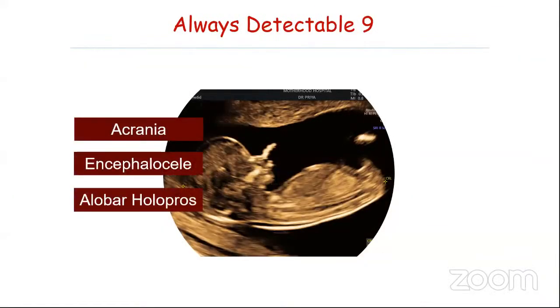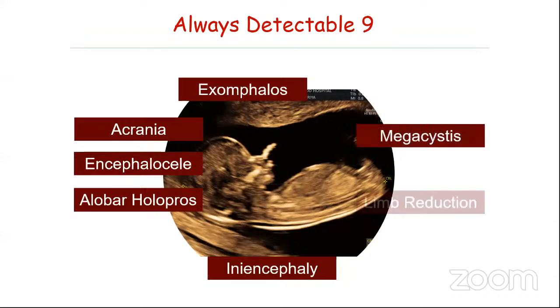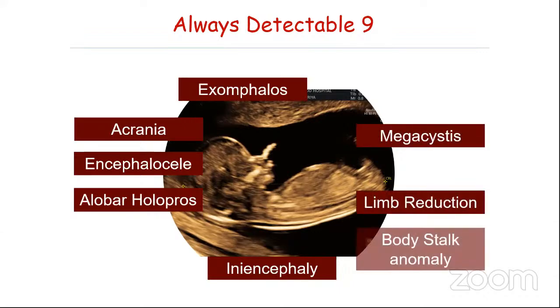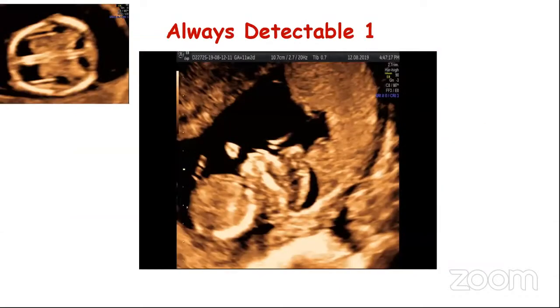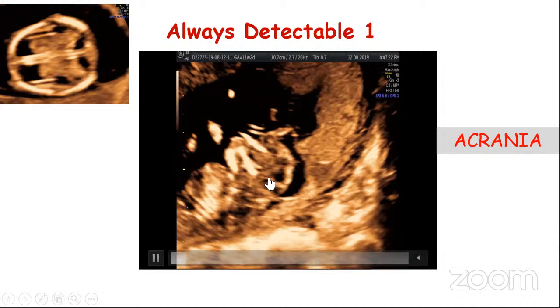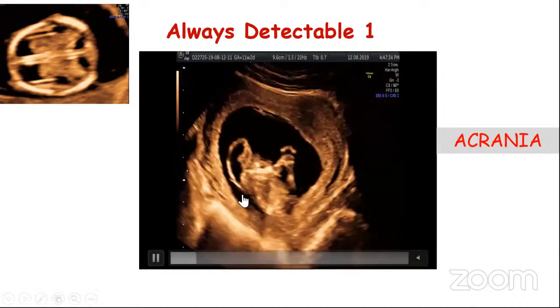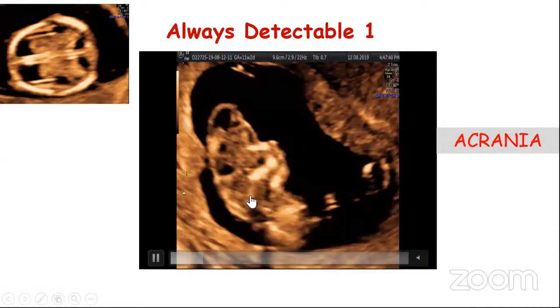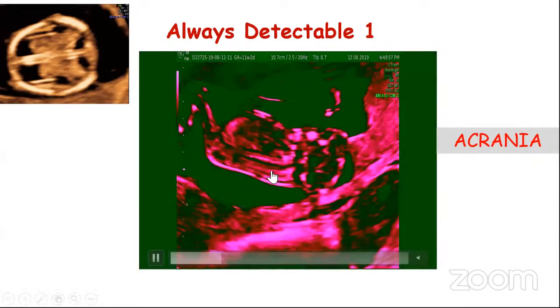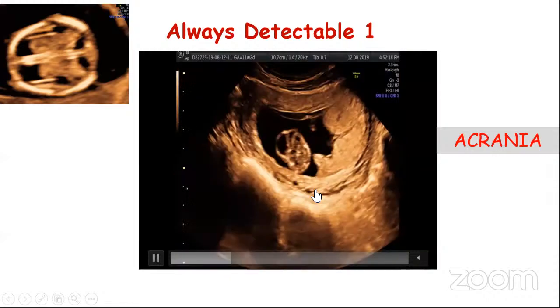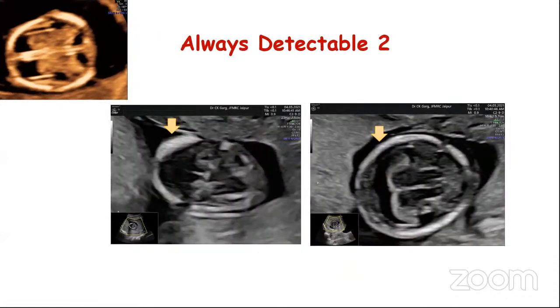So this is a list of always detectable abnormalities, which even Sachin has told you. Let's go through them one by one. Here we see the fetus. Of course, the head and brain doesn't look normal, and the cranium is absent. We can see a distorted shape of the fetal brain. It is almost elongated here, although the fetal profile and the neck and the cervical spine look okay. So this is a spotter for acrania.